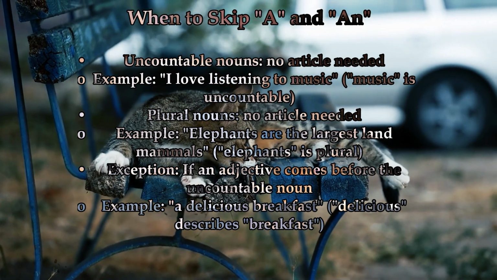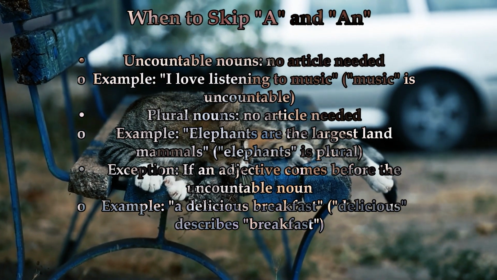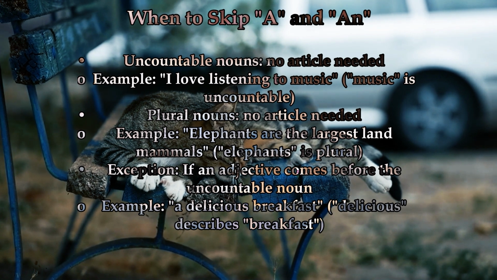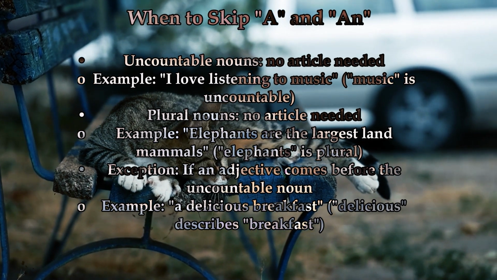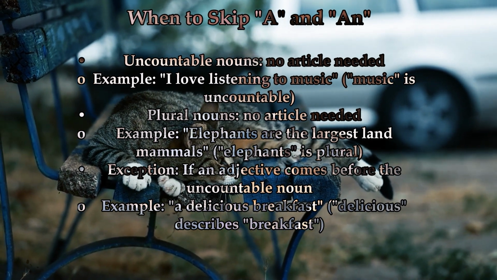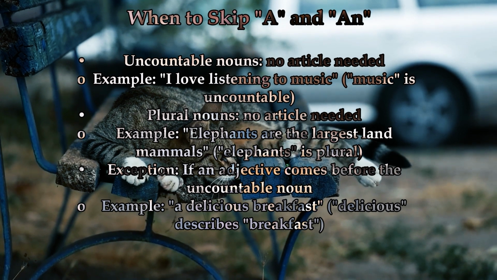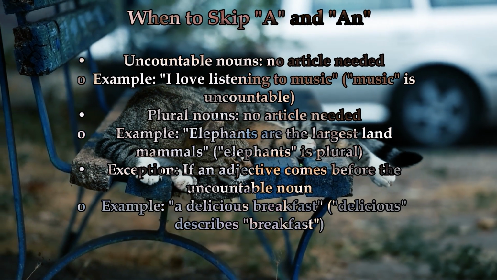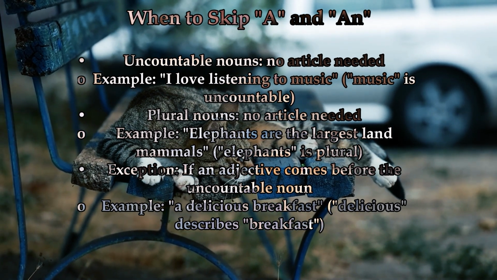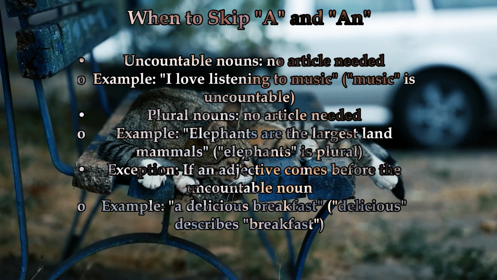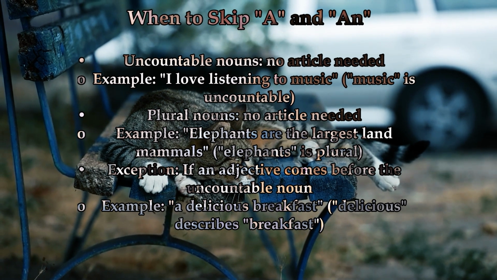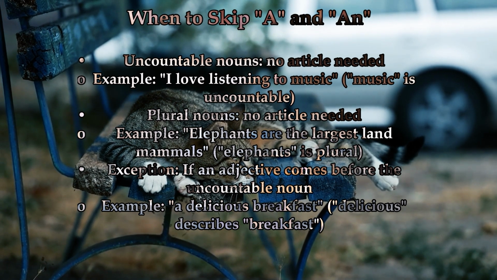The omission of a and an. In some cases, you don't need to use a or an at all. This happens when you're talking about uncountable nouns or plural nouns. For instance, you wouldn't say a water or an information. Instead, you'd simply say water and information. Here are a few examples.